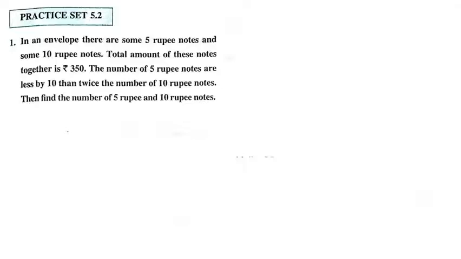Let us begin with solution. The very first step is presume. So here the 2 quantities are 5 rupees notes and 10 rupees notes. So we have to presume 2 variables for them. Let us presume X number of 5 rupees notes and Y number of 10 rupees notes. So solution. Let the number of 5 rupees notes be X and that of 10 rupees notes be Y.